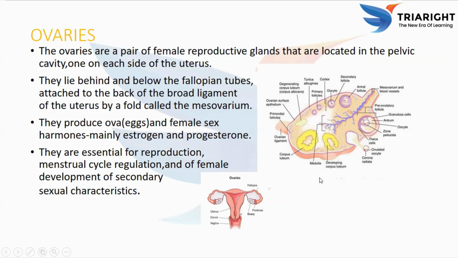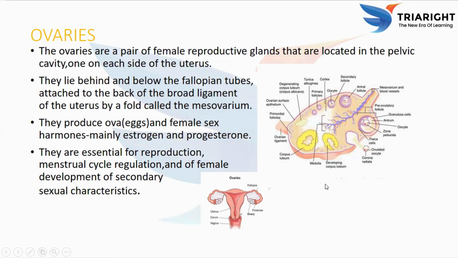Now coming to the medulla, the inner layer. This medulla is made up of connective tissue, blood vessels, lymphatics and nerves. So no follicles are present here. Follicles are present only in the outer layer, the cortex. In the medulla, there are no follicles present.